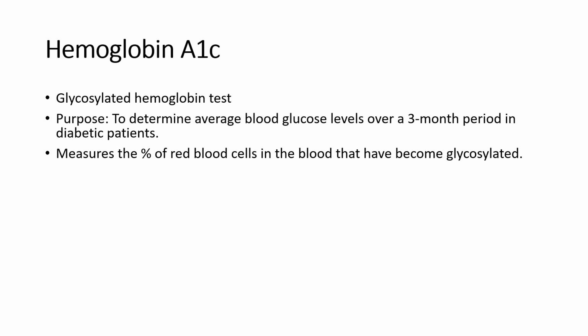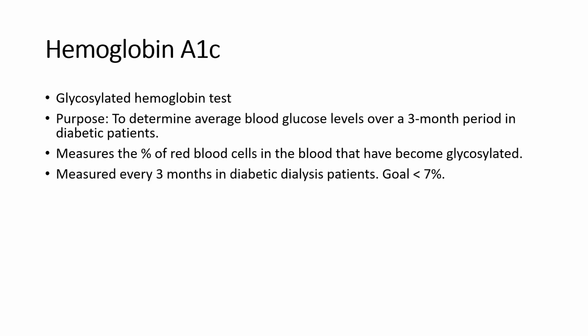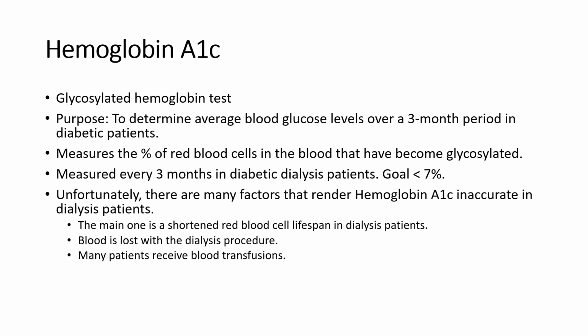So an elevated hemoglobin A1C reflects worse sugar control. The goal is a hemoglobin A1C of less than 7%. But in dialysis patients, unfortunately, the hemoglobin A1C is a relatively inaccurate estimate of glycemic control. The main reason is the shortened red blood cell lifespan in dialysis patients. Red blood cells typically last about 120 days. It's about half of that, or maybe 60 to 70 days in a dialysis patient.